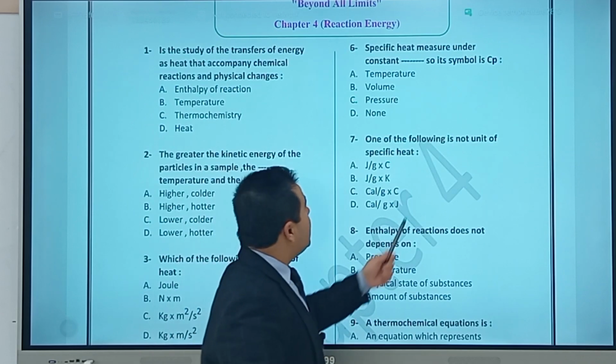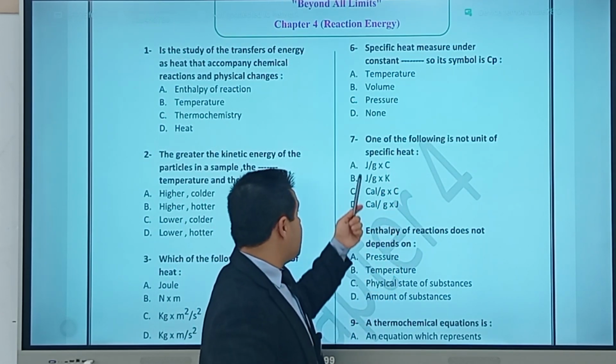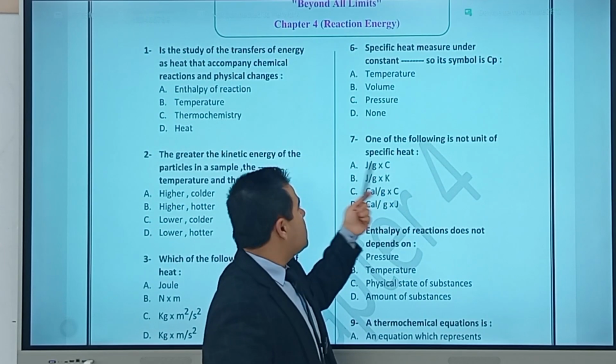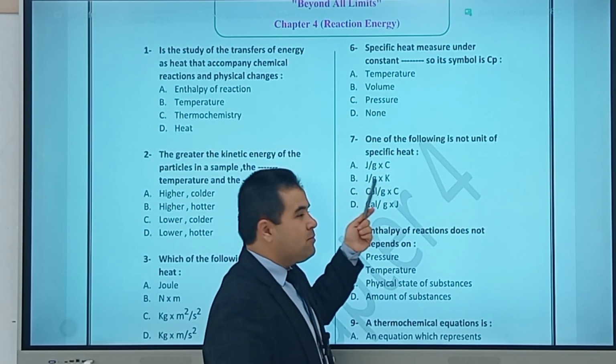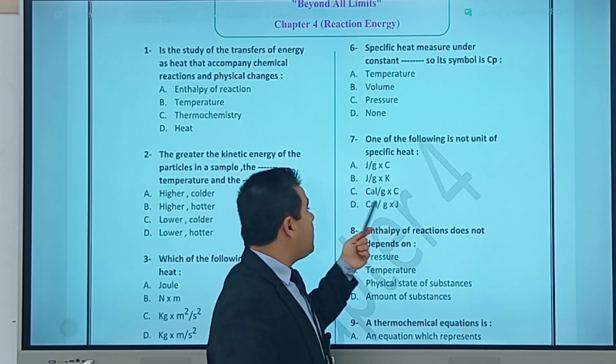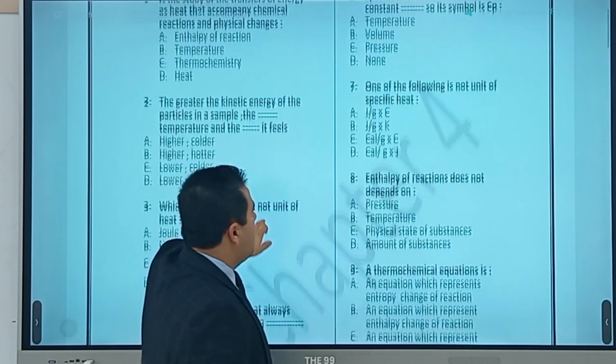Which of the following is not a unit of specific heat? We said there are 3 units of specific heat. Joule per gram Celsius is a unit. Joule per gram Kelvin is a unit. Calorie per gram Celsius is a unit. Calorie per gram Joule is not a unit. D is the correct answer.